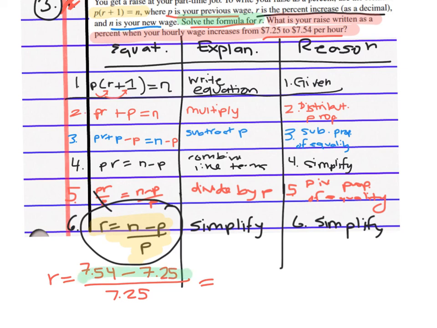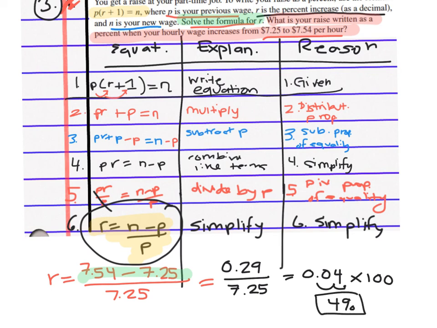you're basically getting a raise of 29 cents. And we'll figure out what that is as a percent of your old wage, $7.25. We get 0.04. Remember, that's a decimal, so to change that to a percent, you can either multiply by 100 or you can move your decimal 2 places. So you're getting a 4% raise. Okay. All right, so if you need more time, pause that, go back.